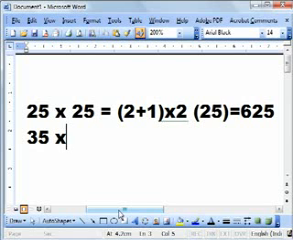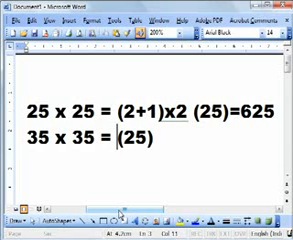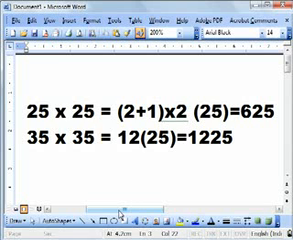One more example, 35 multiplied by 35. Straight away you can write the last figure. The first figure, 3 plus 1 gives us 4, into 3, 12. So the answer is 12, 25.